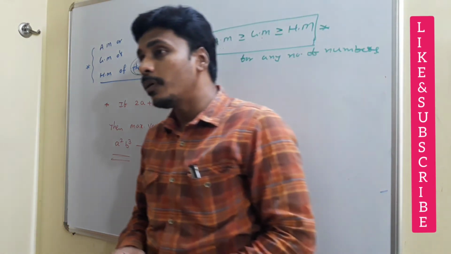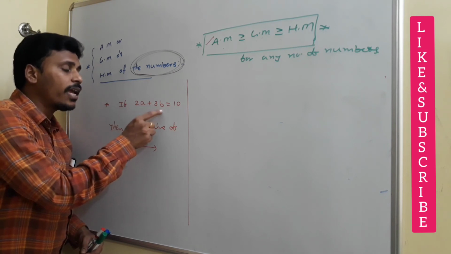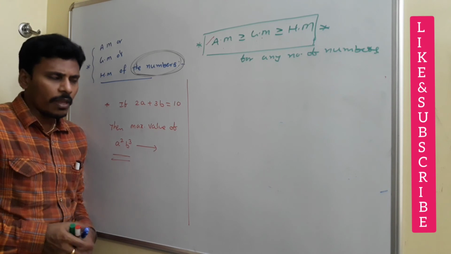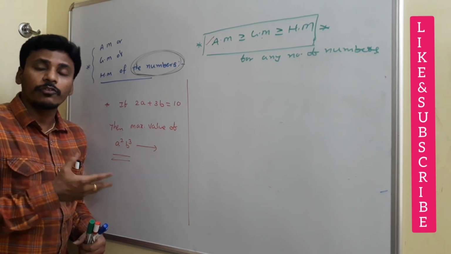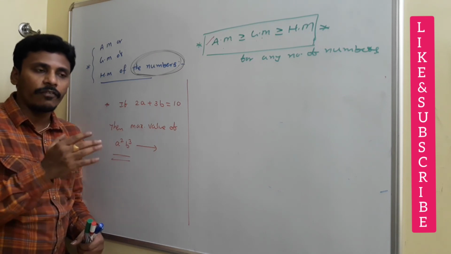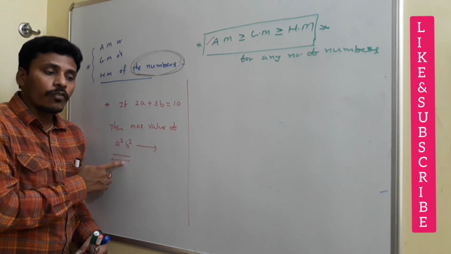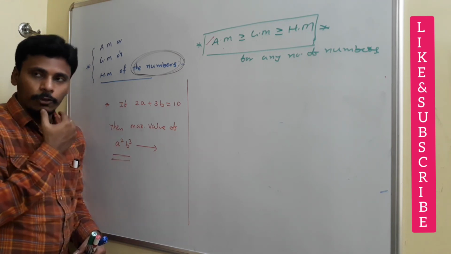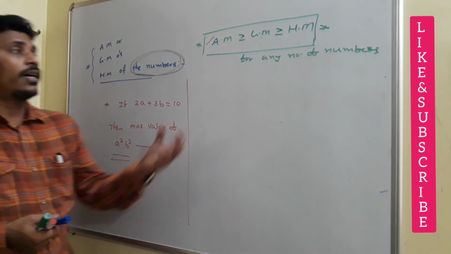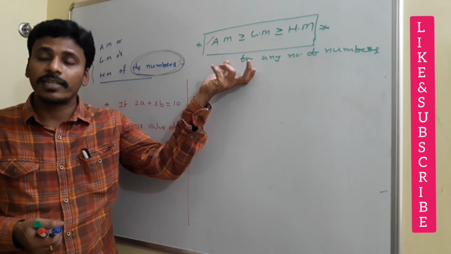If 2a plus 3b is equal to 10, there are many possibilities for a and b that satisfy this relation, because you can use fractions also, right? Among all those possibilities, every time you need to calculate a square b cube, and among those values, what is the maximum? It is somewhat difficult for us to decide. But if you use the tool AM greater than or equal to GM, then our task gets simplified.